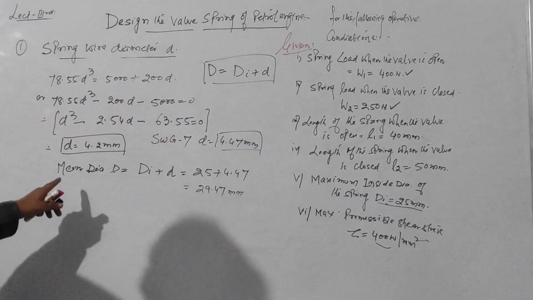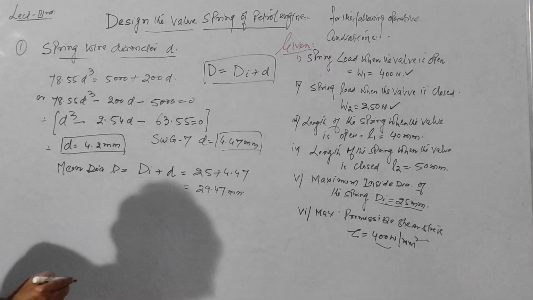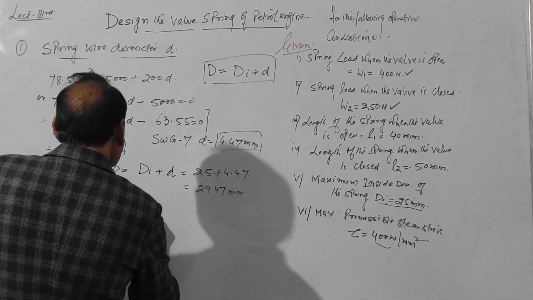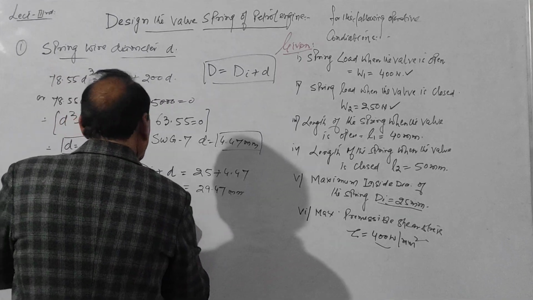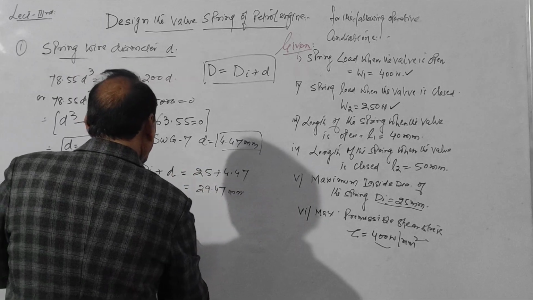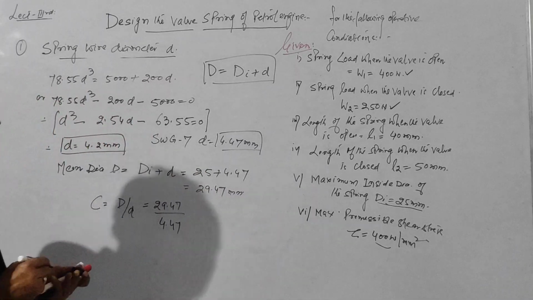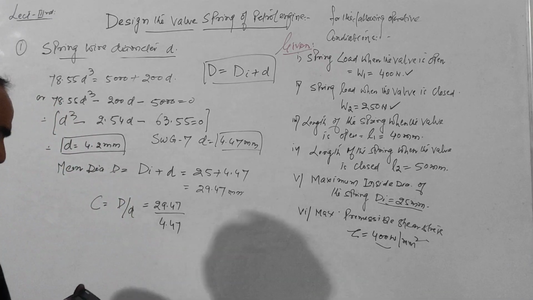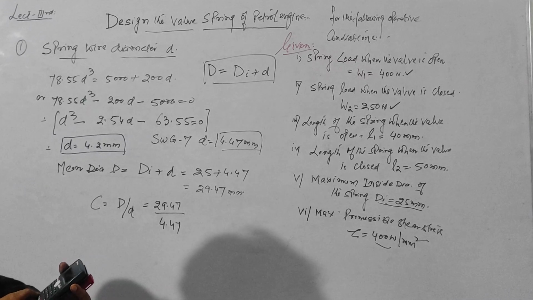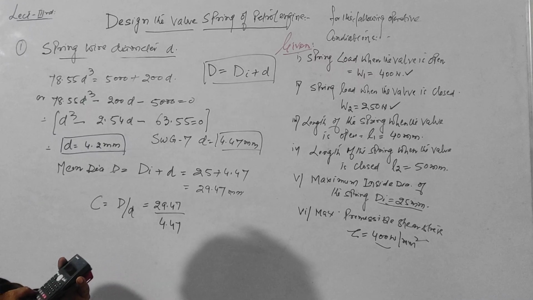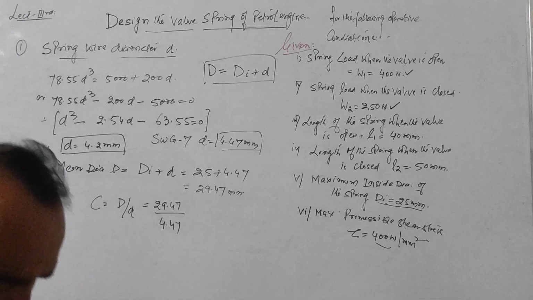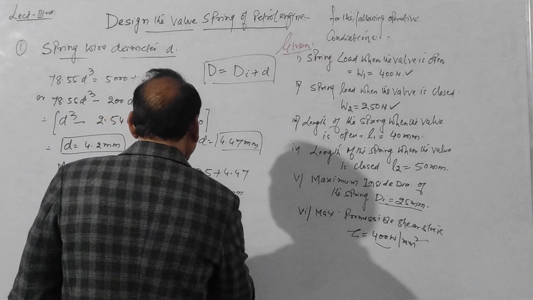So now you have got the mean diameter D on this. So the spring index C we can calculate. Spring index C is equal to D upon d. So this is equal to 29.47 divided by 4.47, right? This is 6.6. So the spring index is 6.6.